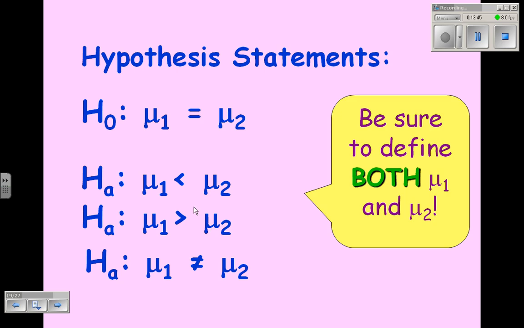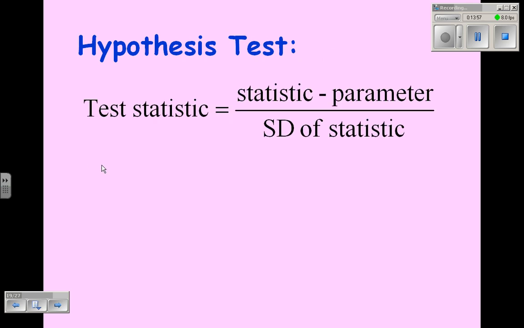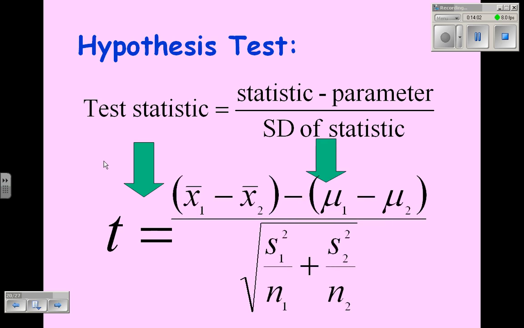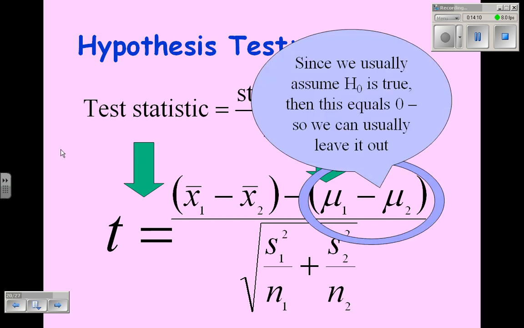Be sure to define both mu1 and mu2. You need to tell me what they are. A lot of people are still having issues and they're not writing out their definitions for their mu's, and you need to make sure this time you're doing both. For a hypothesis test, remember here was the formula that I showed you earlier. It's the same formula that you should have written down already. Since we usually assume that the null is true, this equals 0, so we can usually leave it out. Usually it's just written out without that, because usually we assume that there is no difference in means.